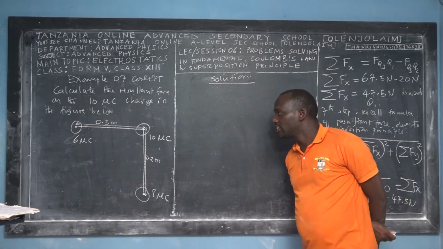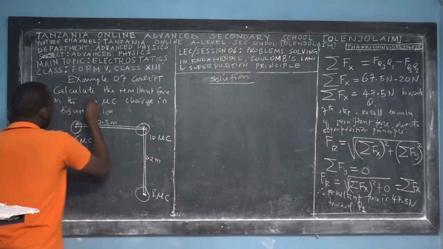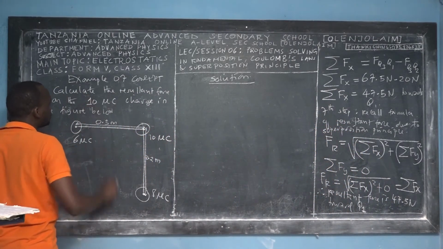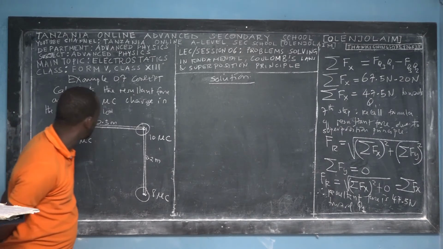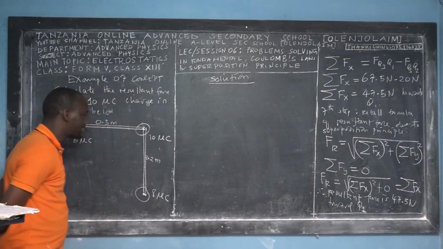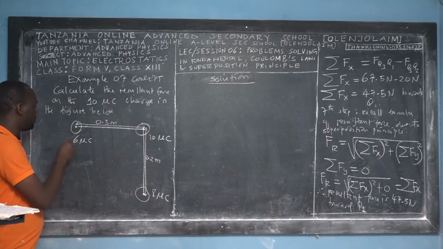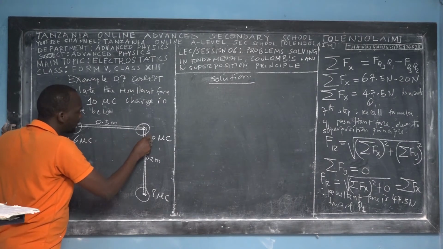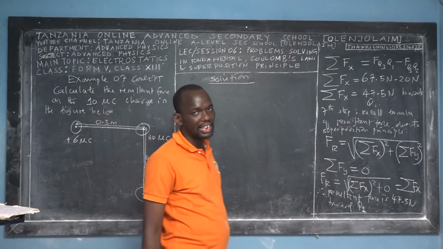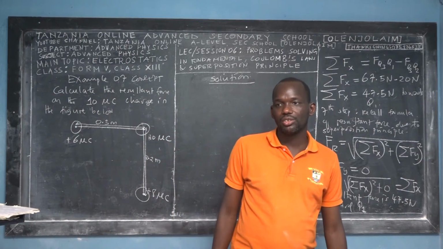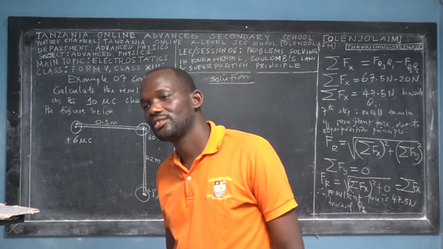So calculate the net force on the 10 microcoulomb charge in the figure below. The other charges are 8 microcoulombs and 6 microcoulombs. If the sign of the charge is not written, it means that these are positive charges. For negative charges, the sign should be written.